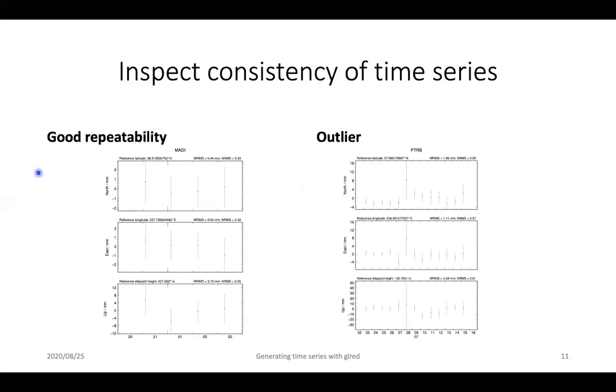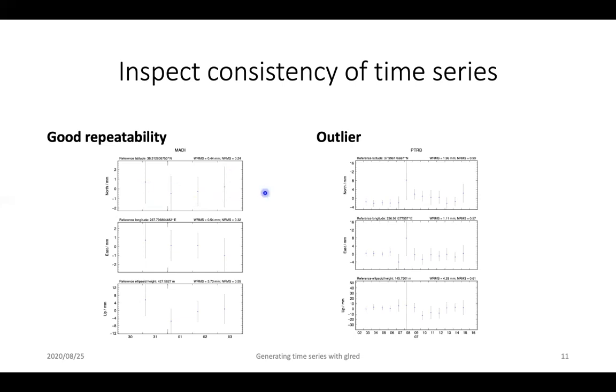So here's an example of some of the visual work that you may need to do on the time series. On the left is a time series with good repeatability. The weighted RMS is quite small, under a millimeter horizontally and about 3 millimeters vertically. The normalized RMS is well below one, which means that the uncertainties, the error bars on the time series points here are suitable for the level of scatter between the points themselves. In fact, if anything, the error bars are probably larger than we might expect from this level of scatter, but that's okay.